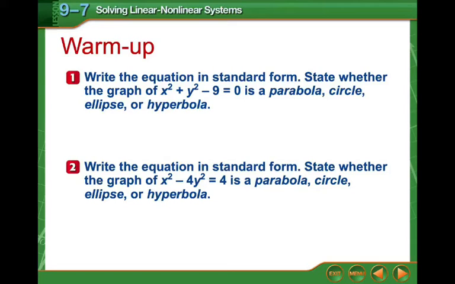All right, hopefully you did all right in this warm-up. Let's take a look at it. So for number one, we are looking, really both of these, we're looking to find these equations in standard form. And thankfully for this first one, it's pretty simple.